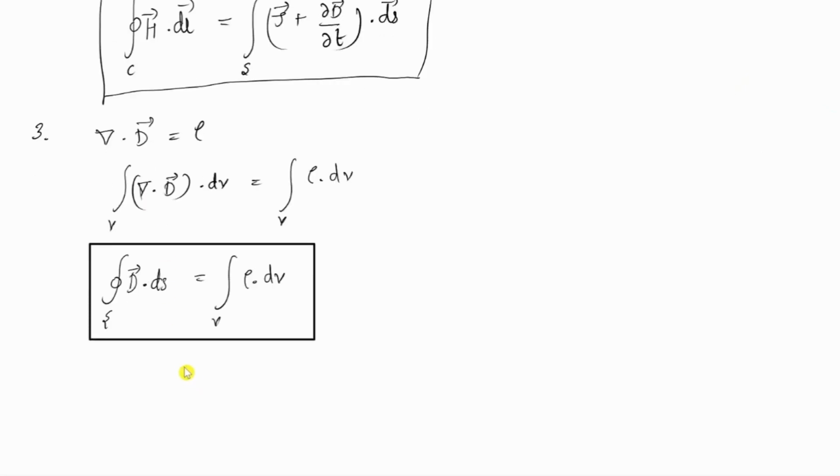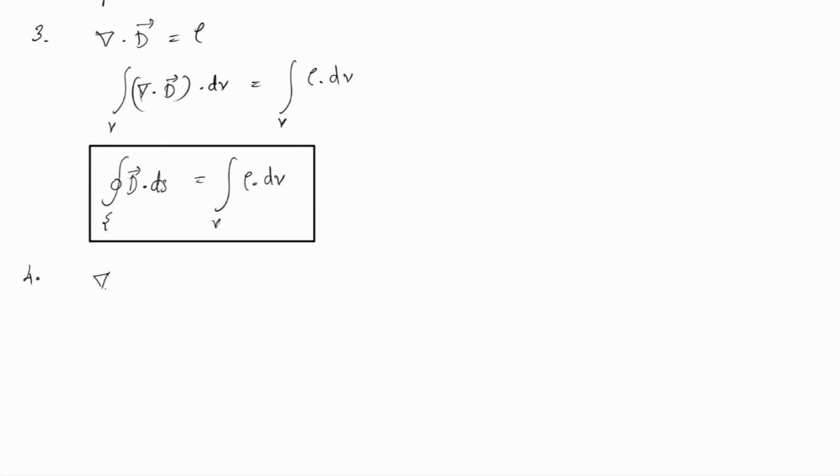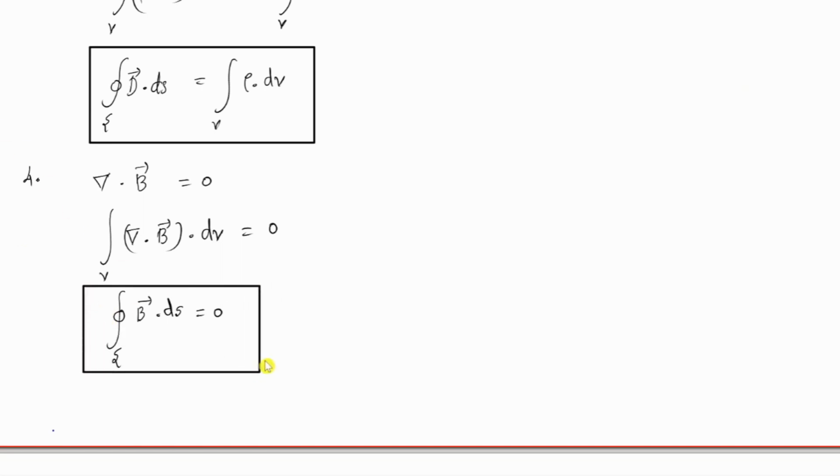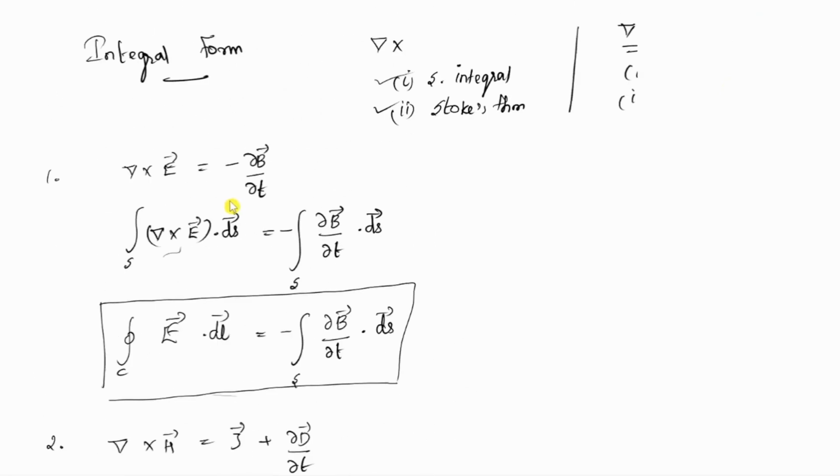Now let us write the fourth equation. The fourth is del dot B is equal to 0. Similar to the previous case, we apply a volume integral on both sides, so the volume integral of del dot B dv is equal to 0. If you apply the divergence theorem, it becomes a closed surface integral and we remove the divergence term: B dot ds is equal to 0. So this is the fourth equation of Maxwell's equations. These are the four Maxwell's equations in integral form.